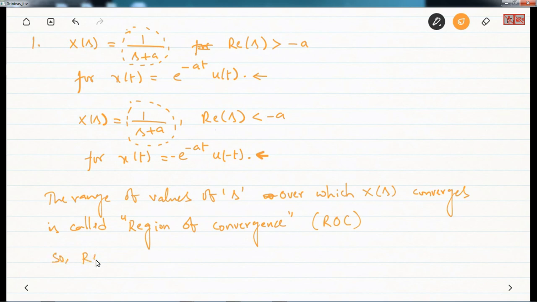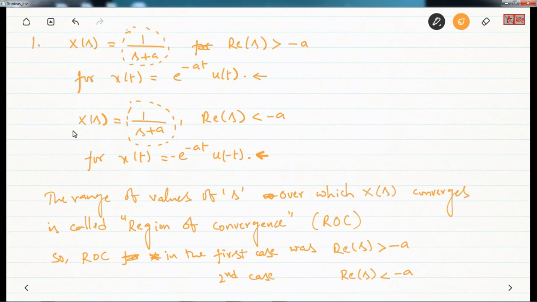So ROC in the first case was real part of s greater than minus a, and ROC in the second case is real part of s less than minus a. So two signals can have the same expression for x of s, 1 by s plus a, or something else for its Laplace transform, but their ROCs will be different.